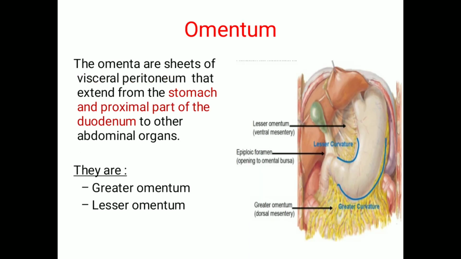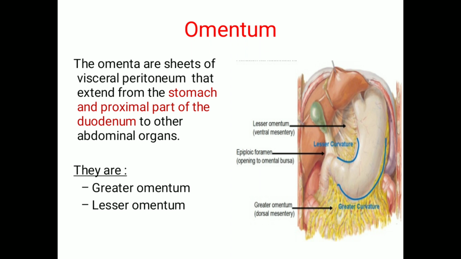Now come to the omentum. The omenta are sheets of visceral peritoneum that extend from the stomach and proximal part of the duodenum to other abdominal organs. So in this diagram, above the stomach and down, or you can say inferior to the stomach, the yellowish sheets are the omentum. They are greater omentum and lesser omentum.